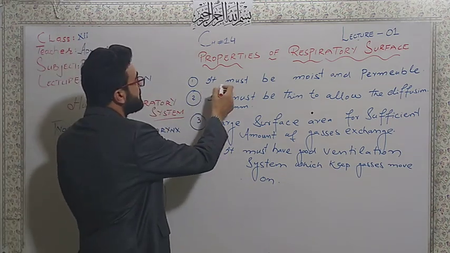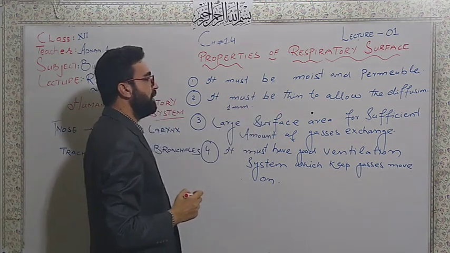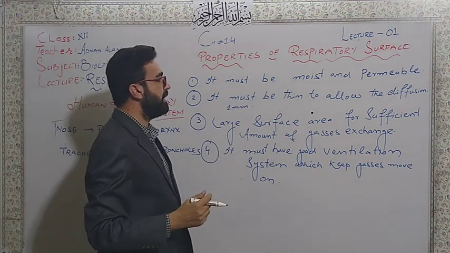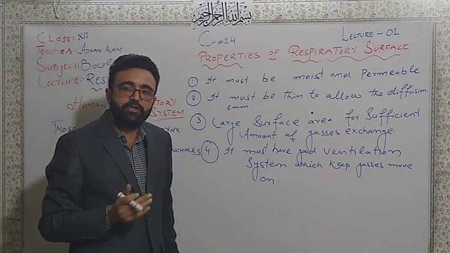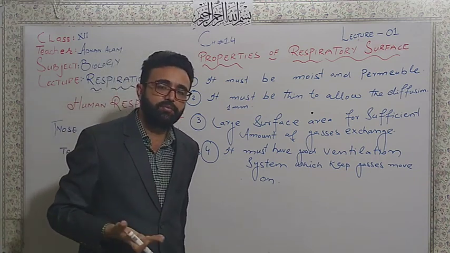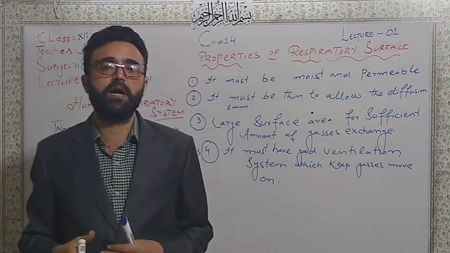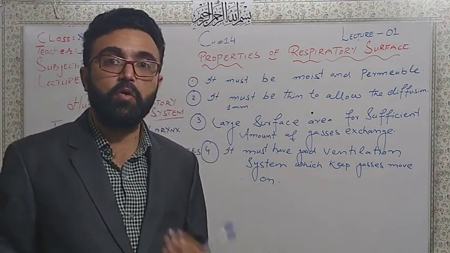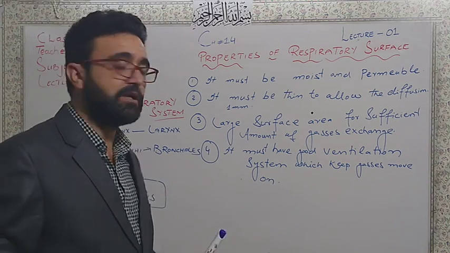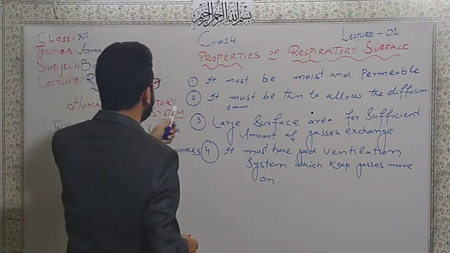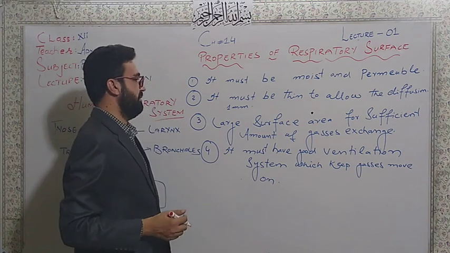So it must be moist and permeable. Permeable means that it can allow the gases to pass through. And why does it need to be moist? Because moist surfaces are more efficient than dry surfaces for the exchange of gases. Number 2, it must be thin.